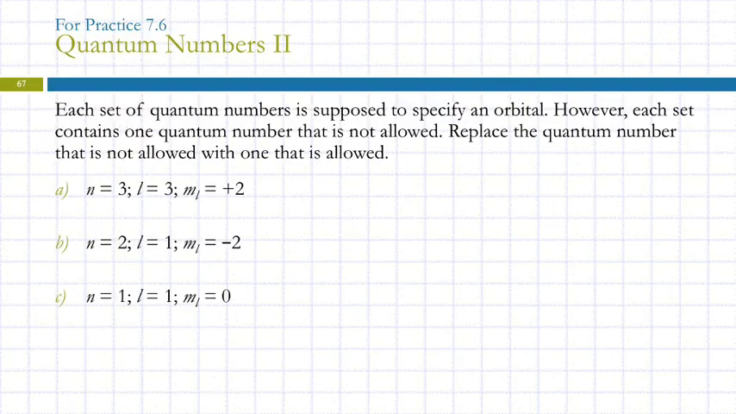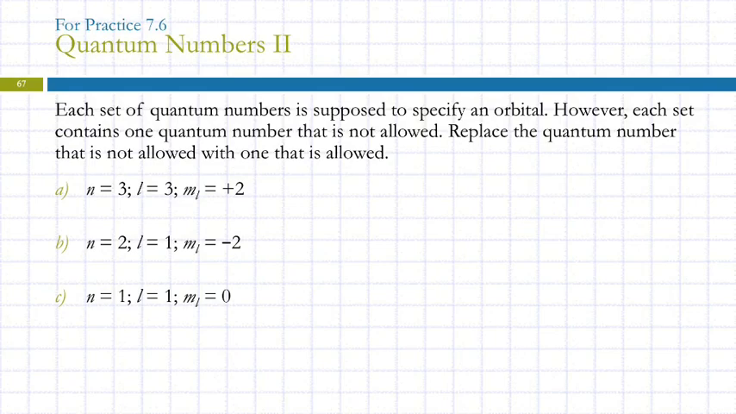Here's another thing. Each set of quantum numbers is supposed to specify an orbital. However, each set contains one quantum number that is not allowed. Replace the quantum number that is not allowed with one that is allowed.